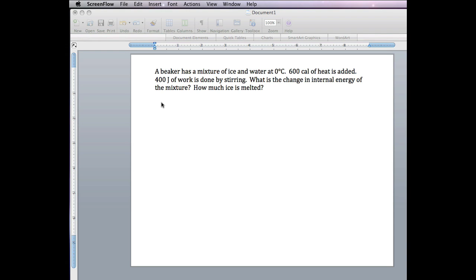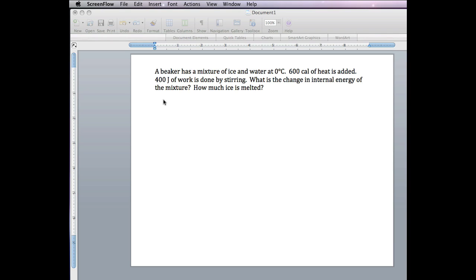This is a screencast on the first law of thermodynamics and change of phase. A beaker has a mixture of ice and water at 0 degrees Celsius. 600 calories of heat is added. 400 joules of work is done by stirring. What is the change in internal energy of the mixture and how much ice is melted?